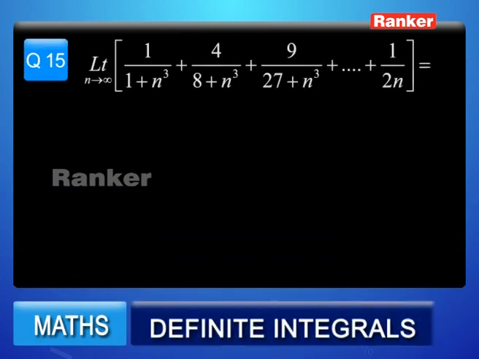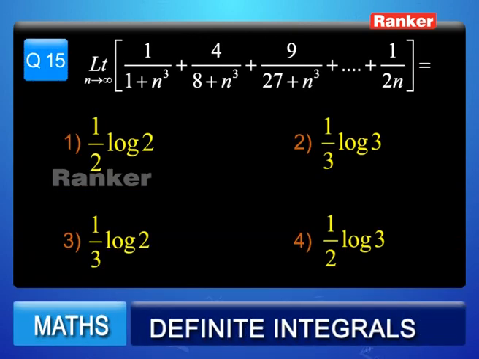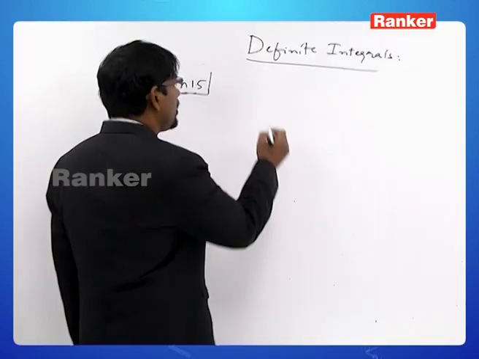Look at question number 15. Limit n tends to infinity of 1 by 1 plus n cube, plus 4 by 8 plus n cube, plus 9 by 27 plus n cube, and so on and so forth, up to 1 by 2n, is equal to: first option 1 by 2 log 2, second option 1 by 3 log 3, third option 1 by 3 log 2, fourth option 1 by 2 log 3. So let's see.